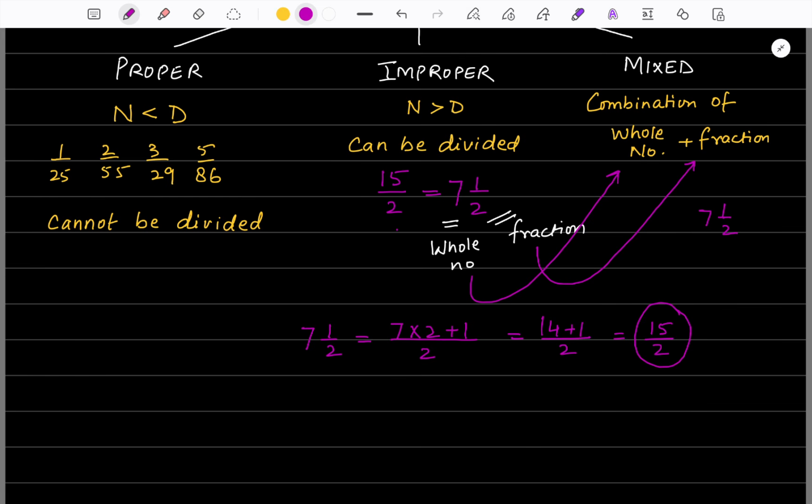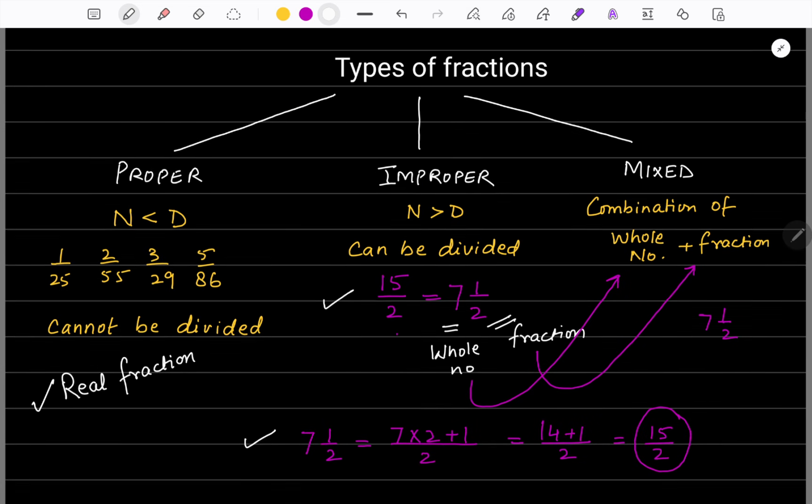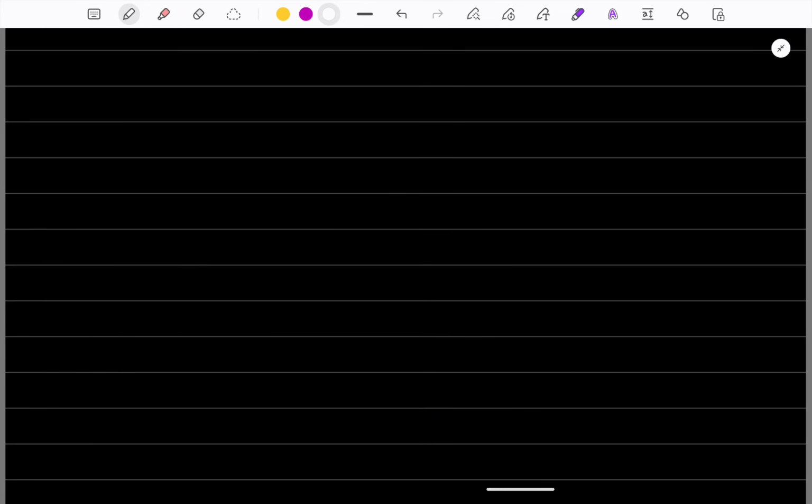So there is another point here that we can call proper fractions the real fractions, since they cannot be divided further. So improper fractions are not real fractions, whereas the proper fractions are the real fractions. Now with this we have understood three kinds of fractions: proper fraction, improper fraction, and mixed fraction. And we have also learned how to convert an improper fraction into a mixed fraction, that is by division, and how to convert a mixed fraction into its improper form. So with this we can move on to other kinds of fractions.